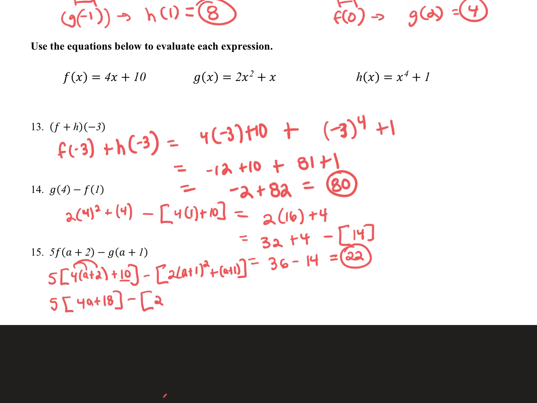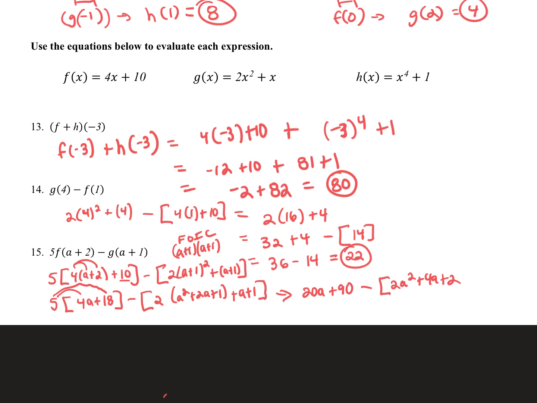Minus 2 times, now a plus 1 squared means a plus 1 times a plus 1. So if I FOIL that, I get a squared plus 2a plus 1 plus a plus 1. So 5 times 4a is 20a. 5 times 18 is 90. Minus, in the second set of brackets, we have 2a squared plus 4a plus 2. Again, I'm just distributing that 2. And then adding a plus 1.